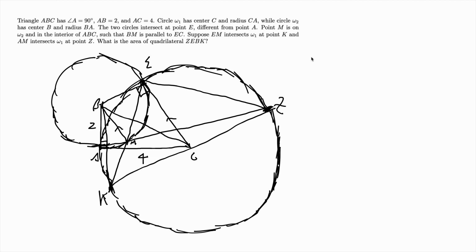I will just write them. So angle ABC is congruent, triangle ABC, so EBC.